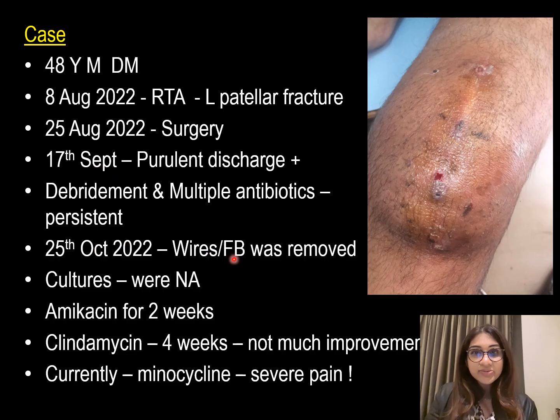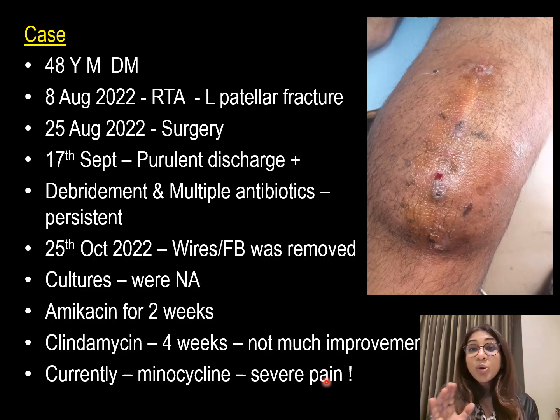The wires as well as the foreign body were all removed, but the cultures were not sent. He received amikacin for 2 weeks, not much of improvement somehow. Received clindamycin for 4 weeks, there was no improvement. And currently he was on minocycline and was experiencing severe pain. And that's when the patient was referred to us.